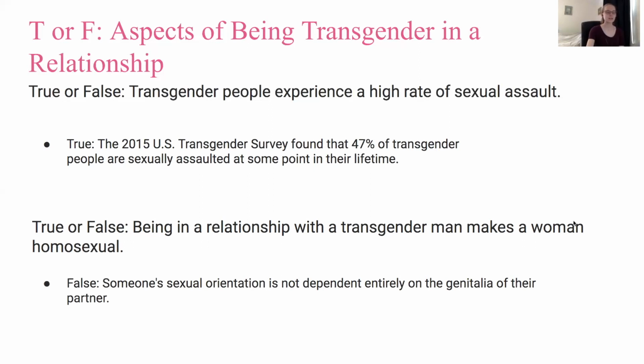Someone's sexual orientation is not dependent entirely on the genitalia of their partner. We had talked about earlier that someone's sexual identity is defined by that individual, not by the person they are dating, and the same is true here. So, for example, if I were dating a transgender man, just because my partner has a vagina does not make that a lesbian relationship. I would define that as a heterosexual relationship. But some people do choose to define their sexual orientation and relationships based on the desired genitalia of their partner. But overall, it's difficult to label LGBTQ+ relationships, and you should always be respectful of people's identities.